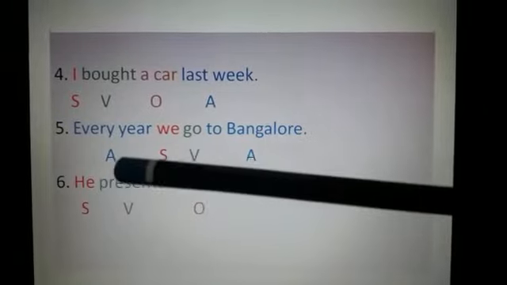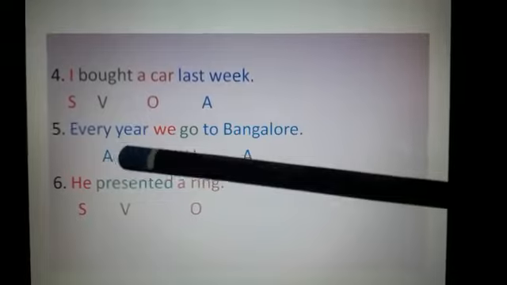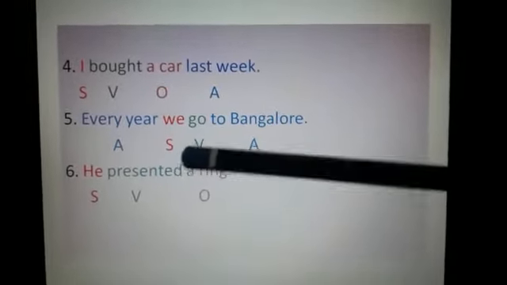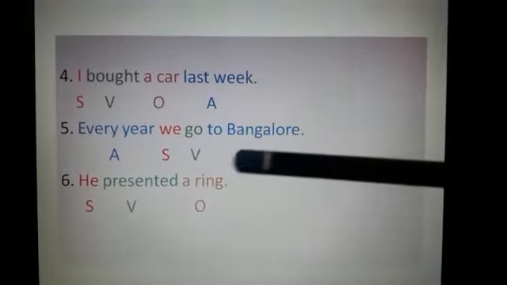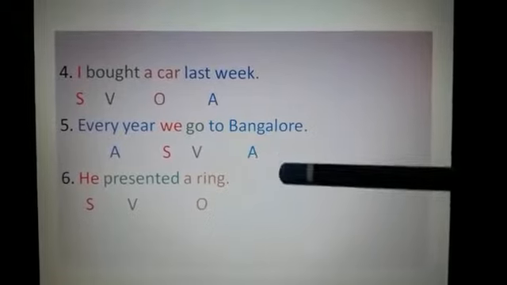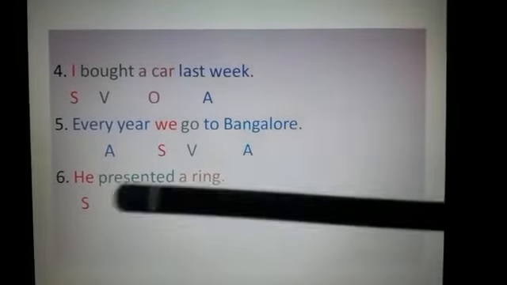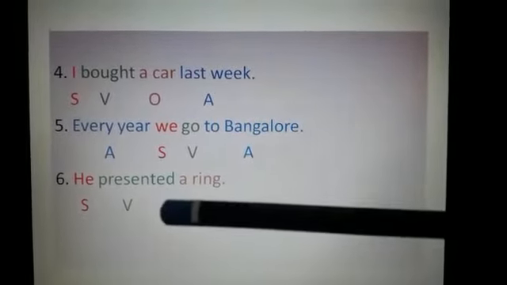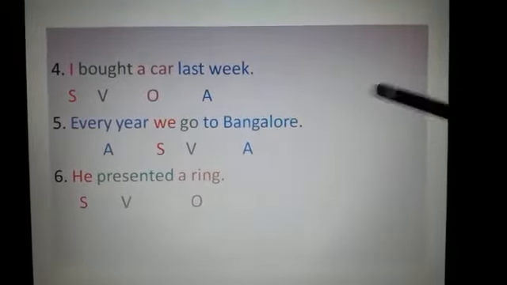Then, every year we go to Bangalore. Every year answers the when question, so it becomes an adjunct. We is the subject, go is a verb. Where do we go? To Bangalore, so that also becomes an adjunct. So in this sentence, you will see two adjuncts. Then, he presented a ring. He is a subject, presented is a verb. What did he present? A ring. So it becomes an object.